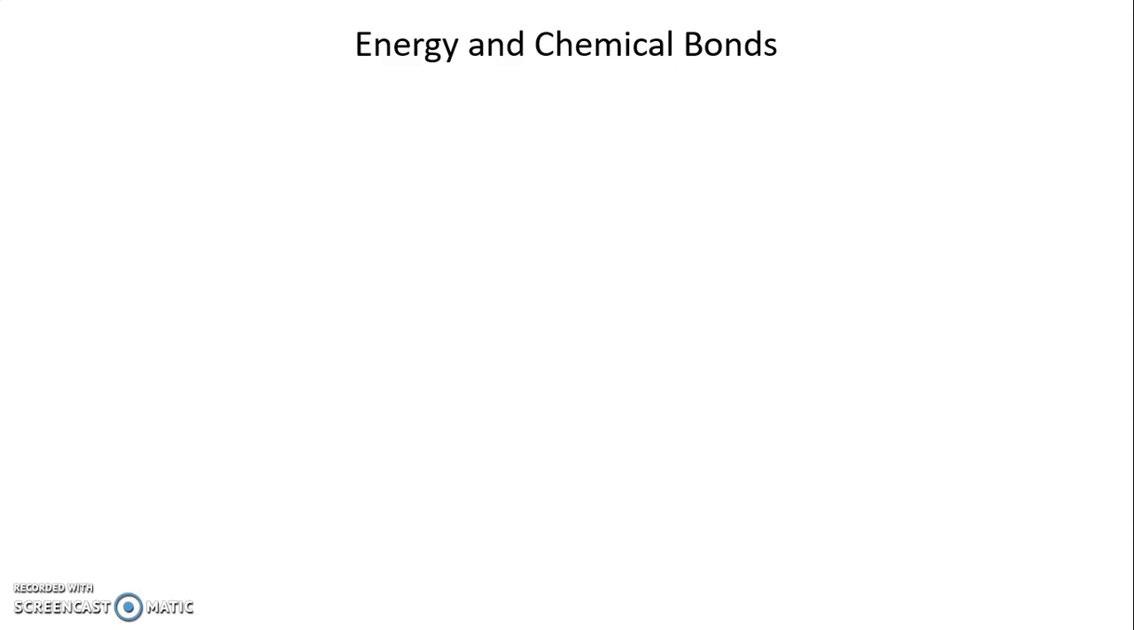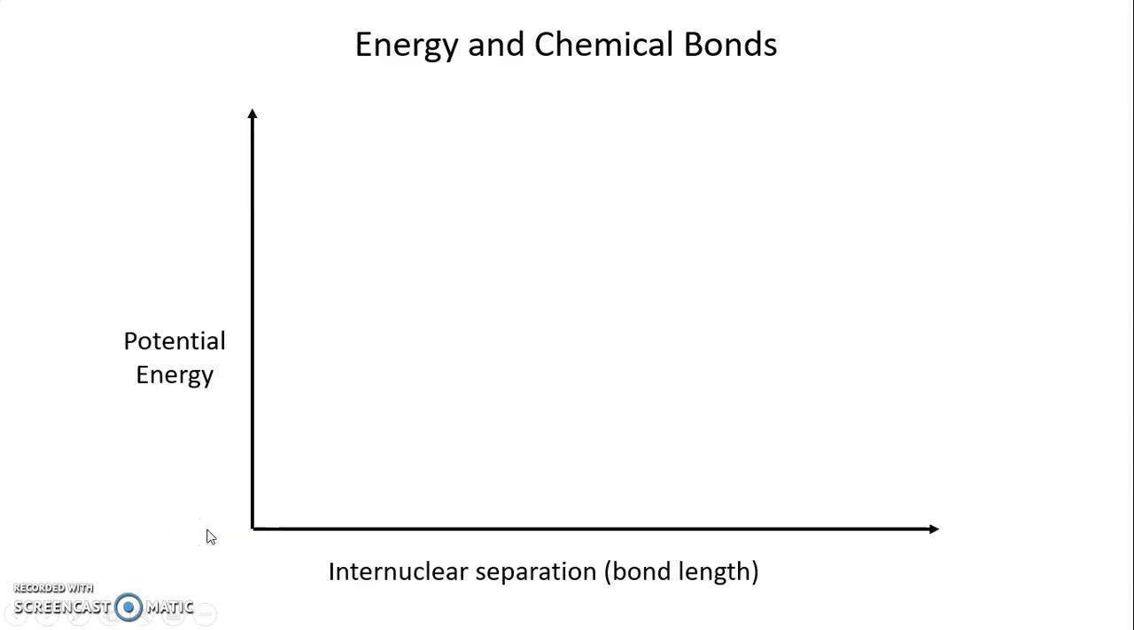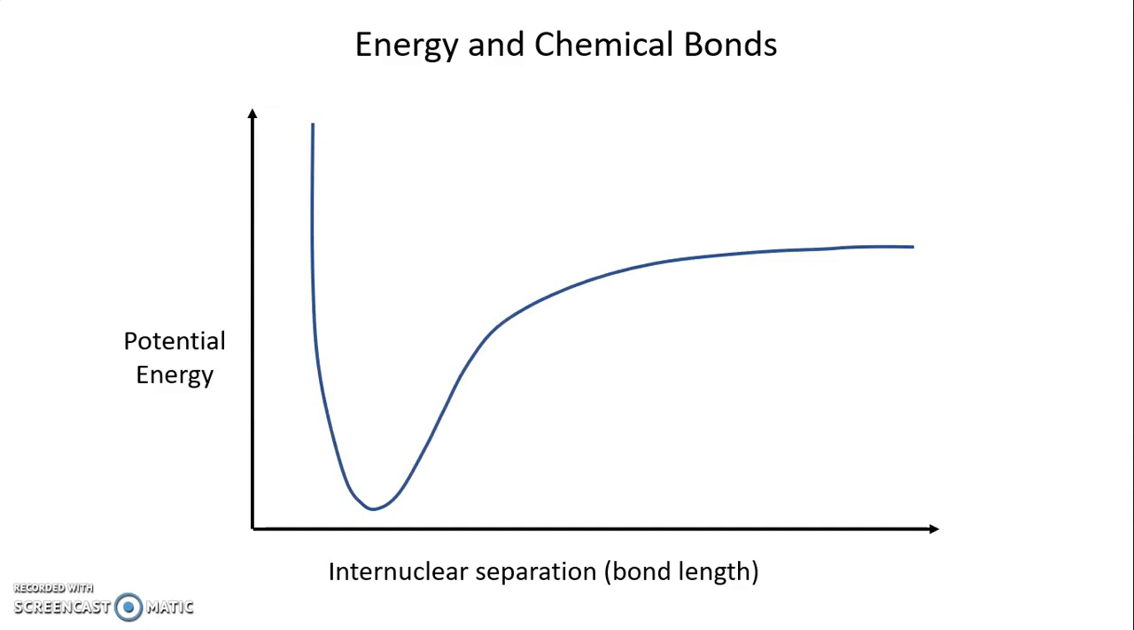So if we imagine that we are going to look at the potential energy of a covalent bond as a function of its internuclear separation, that is how far apart the atoms are, we would get a curve that looks something like this. At very short distances the energy is very high, and then there's an intermediate range where the energy is lower, so this is the bond minimum. And then out here, as the internuclear separation increases, it goes out to some limit.